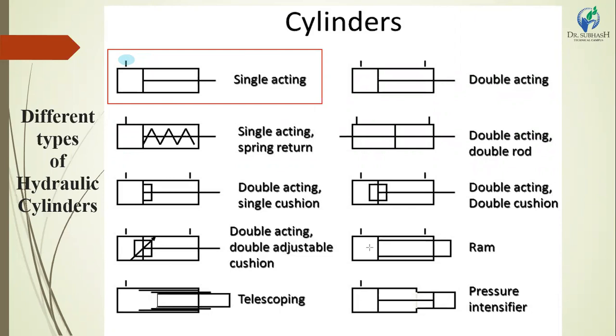The next is a double acting cylinder. It works on both sides of the piston. Here two ports are given, one as an inlet and one as an outlet. They can change alternately as per the requirement of the cylinder, or be operated by a servo mechanism or direction control valve.